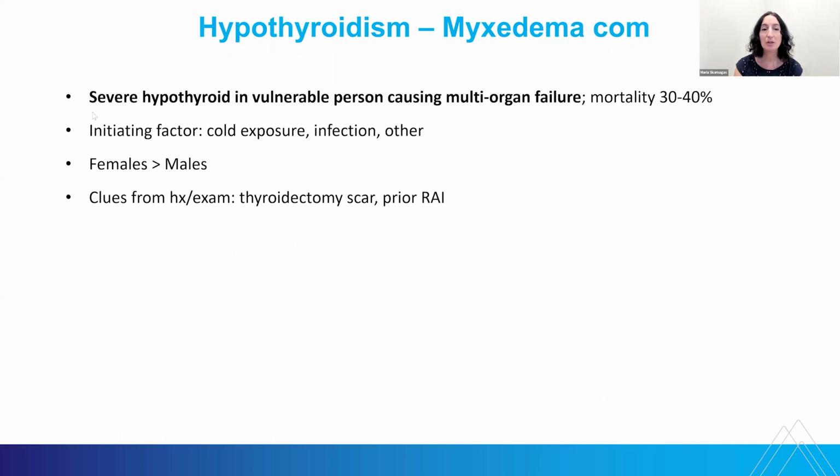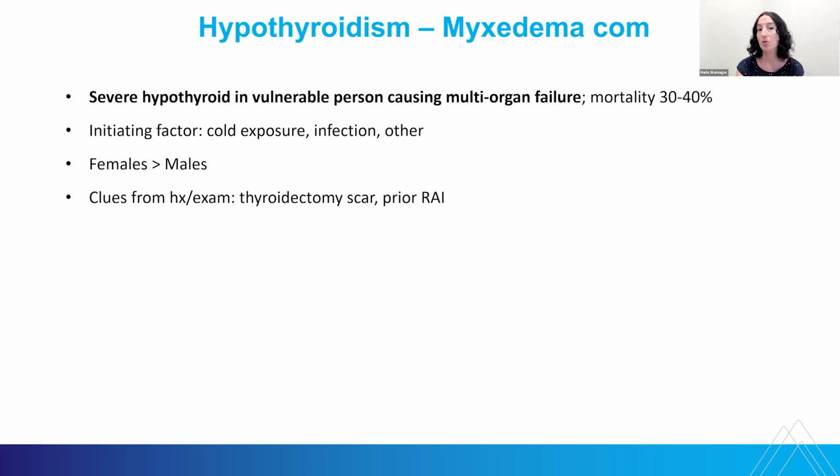Myxedema coma is the extreme state of severe hypothyroidism in a vulnerable individual that can result in multi-organ failure and a high mortality rate if it's not recognized and treated right away. So the initiating factors can be cold exposure, infection, ischemia. You see it more in females than males because more women have hypothyroidism probably.